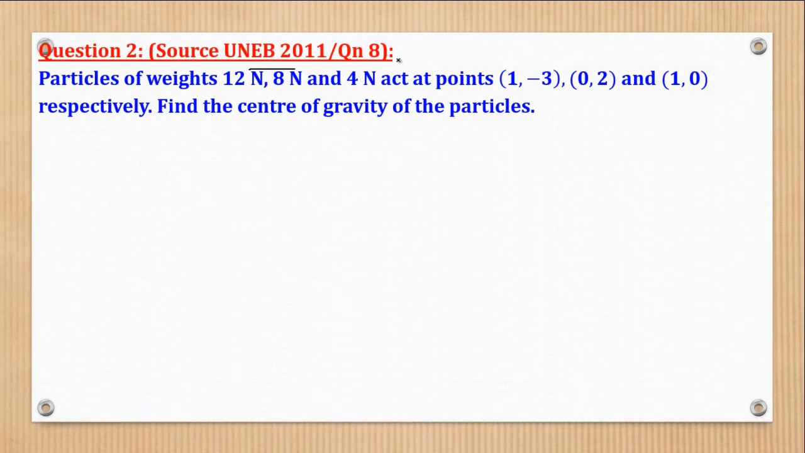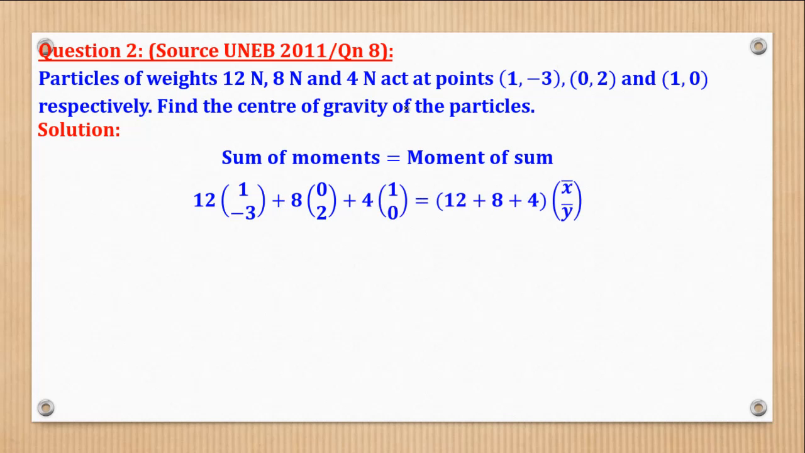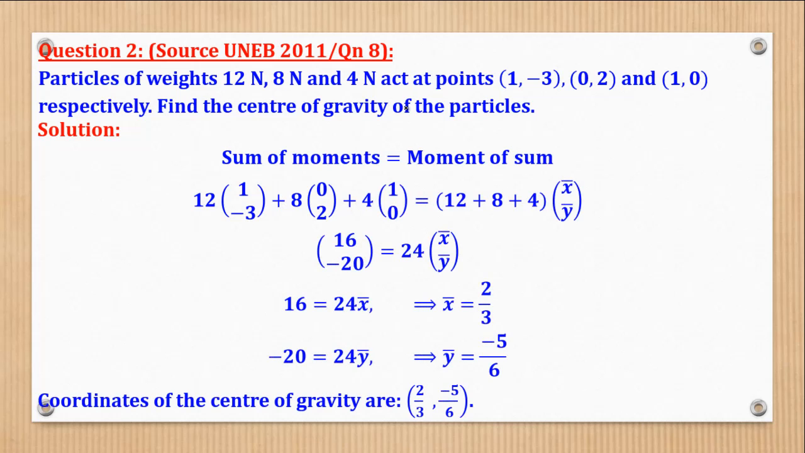Question 2 came from UNEB 2011, paper 2, question 8, and says, particles of weights these act at points these ones, respectively. Find the center of gravity of the particles. So we still have the formula: sum of moments is equal to moment of sum. Then you substitute and use a calculator. Take the 24 on one side to get the x bar and y bar. And that's what they wanted.